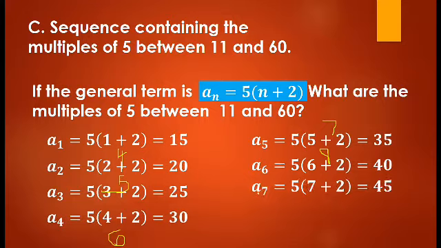For the seventh term, a sub 7 equals 5 times the sum of 7 and 2. 7 plus 2 is 9. 5 times 9 is 45. Okay. For the eighth term, a sub 8 equals 5 times 8 plus 2. 8 plus 2 is 10. Okay. 5 times 10 is 50.